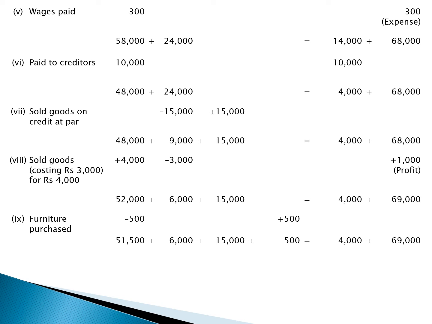Next one, sold goods costing rupees 3,000 for rupees 4,000. So 4,000 is added in cash and 3,000 is reduced from stock. 1,000 rupees is profit, that is added towards the capital. The next transaction is furniture purchased. So 500 is reduced from cash and 500 is shown under furniture.